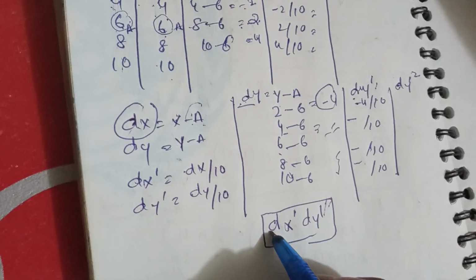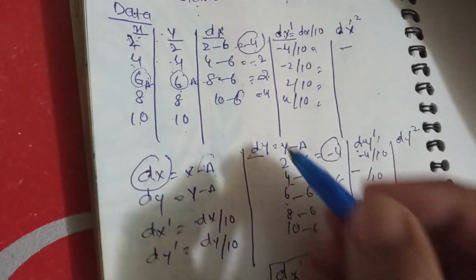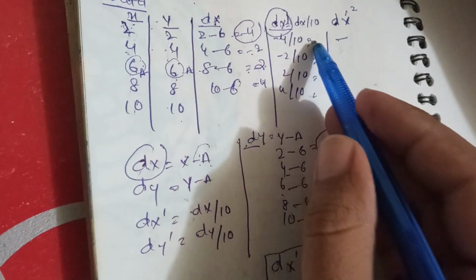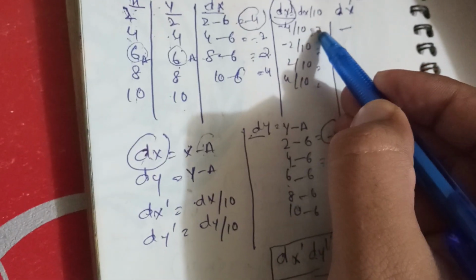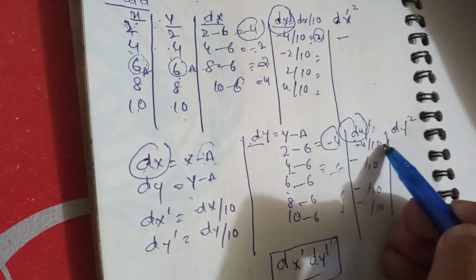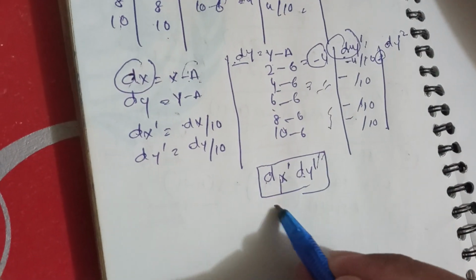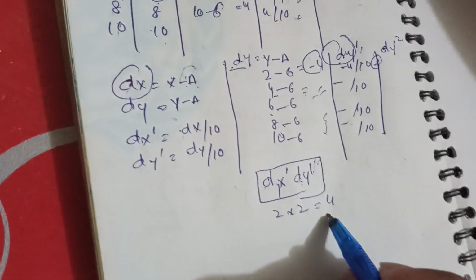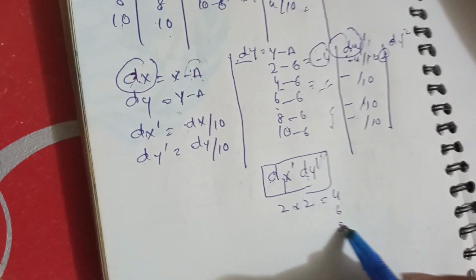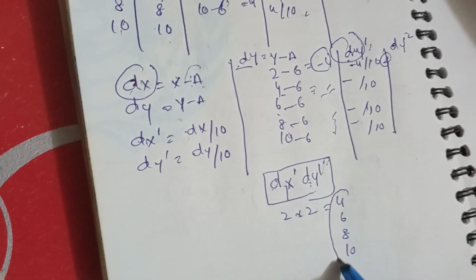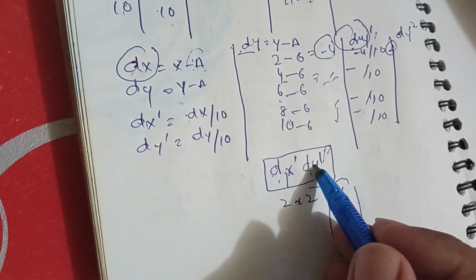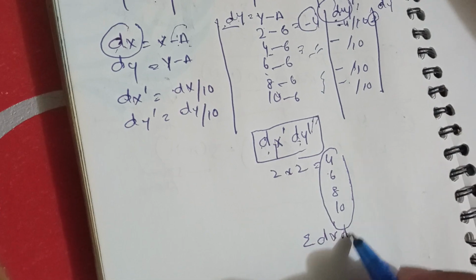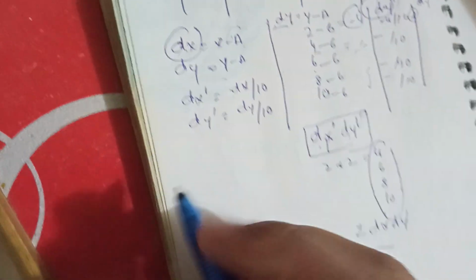It means we are supposed to find the multiplication of dx bar and dy bar. Now where are they? Here we have dx bar, and here we have dy bar. Whatever the results are here, suppose here it is 2, and here it is also 2. Just multiply dx bar with dy bar: 2 times 2 is equal to 4. Then write the remaining values in the same way. This is your dx bar dy bar, and at the end you are supposed to take the sum of dx bar into dy bar. You got all this? Then come towards the formula.